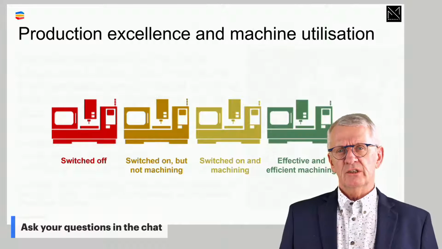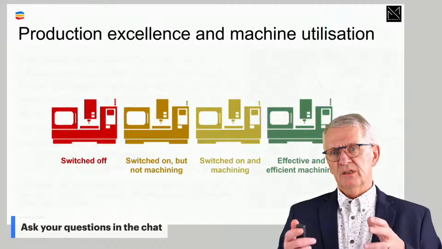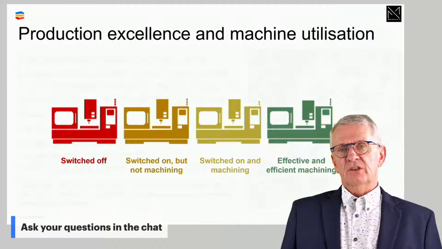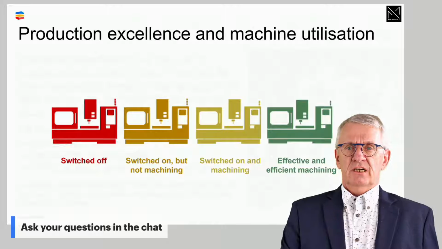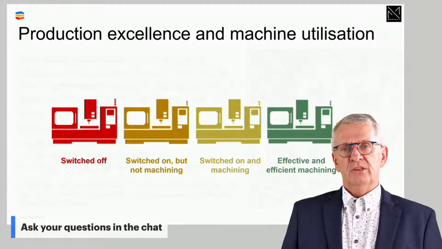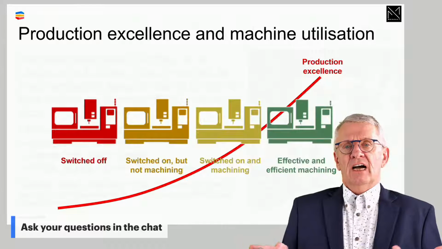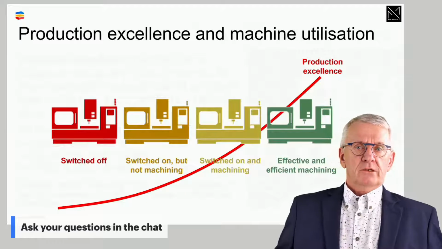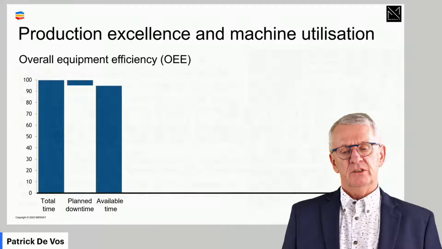Now, how do we work with that? How do we measure production excellence? There is one way of measuring, kind of. It's not foolproof, but in the light of this presentation, machine utilization gives you a good indication about how well things are going. Machines switched off is the worst scenario. You have a machine and you don't use it. The best scenario is that your machines are running optimized machining processes. The more machines you have in that green situation you see here in the picture, most probably the better your production excellence is. And one way of measuring that is what is referred to as overall equipment efficiency.